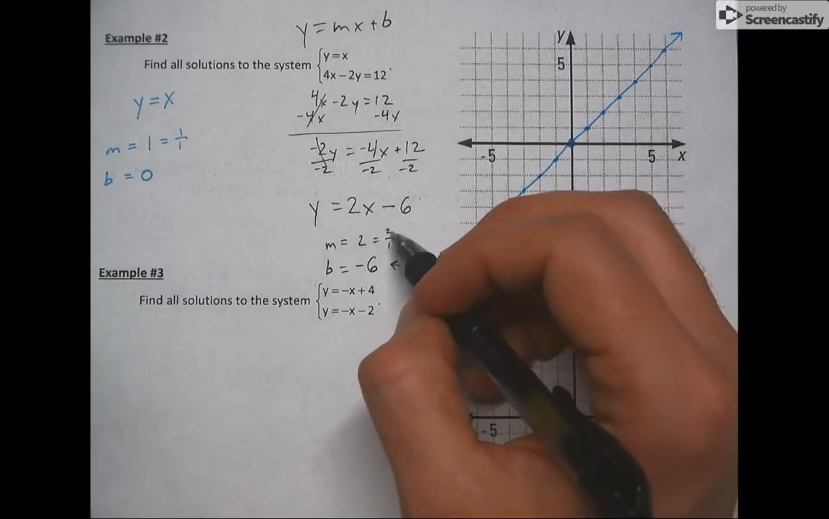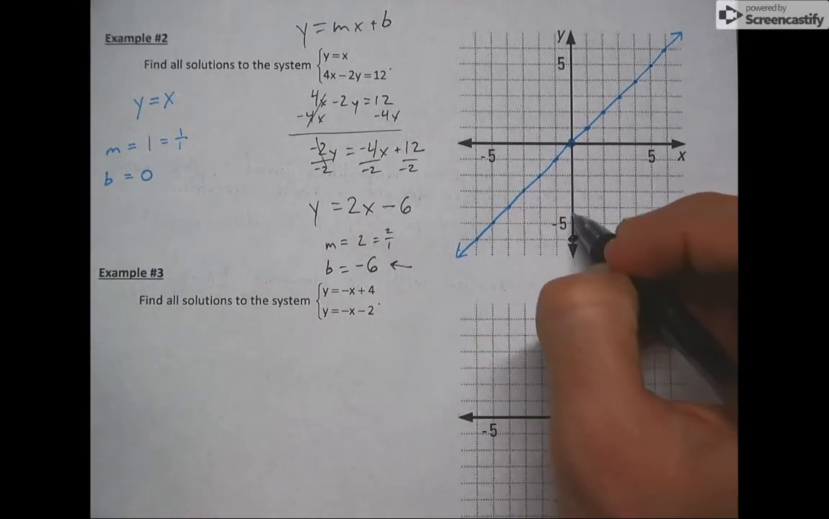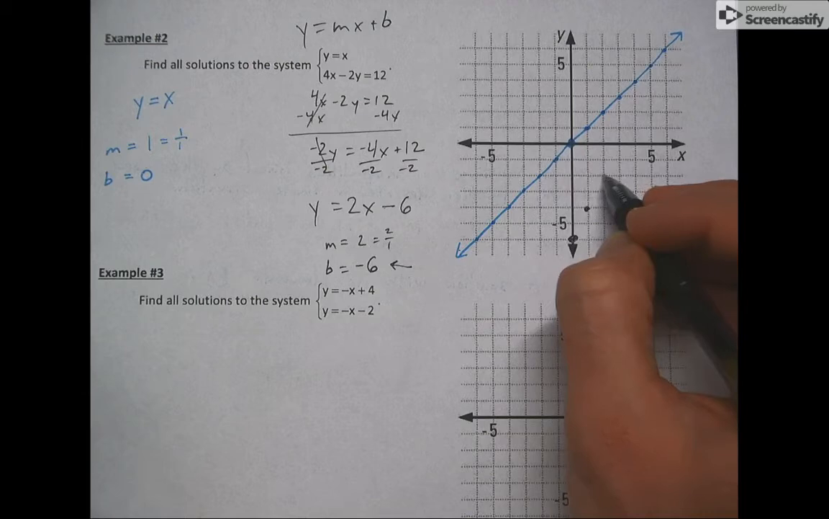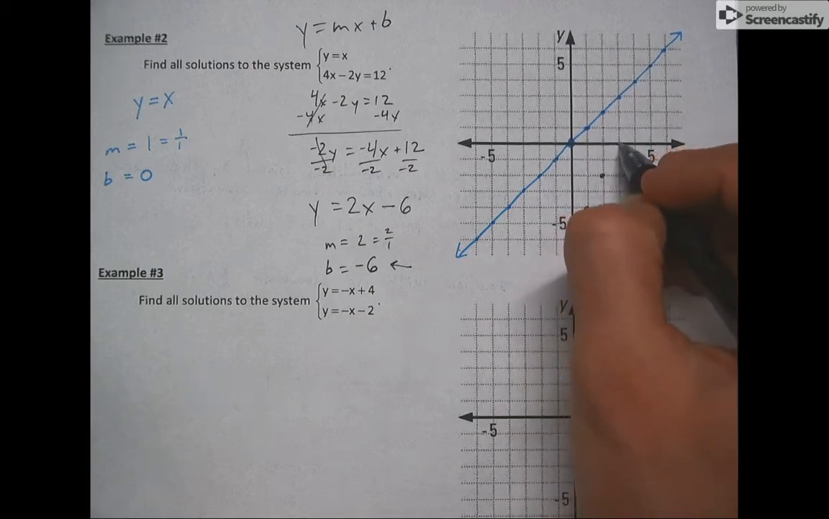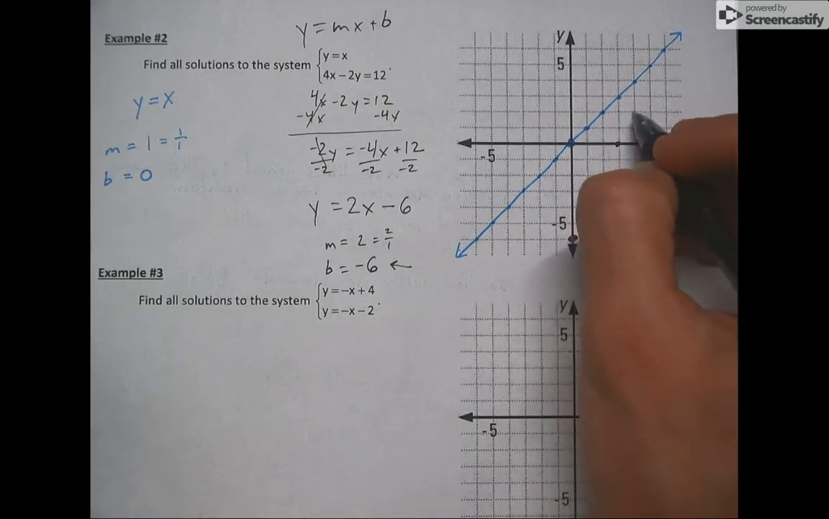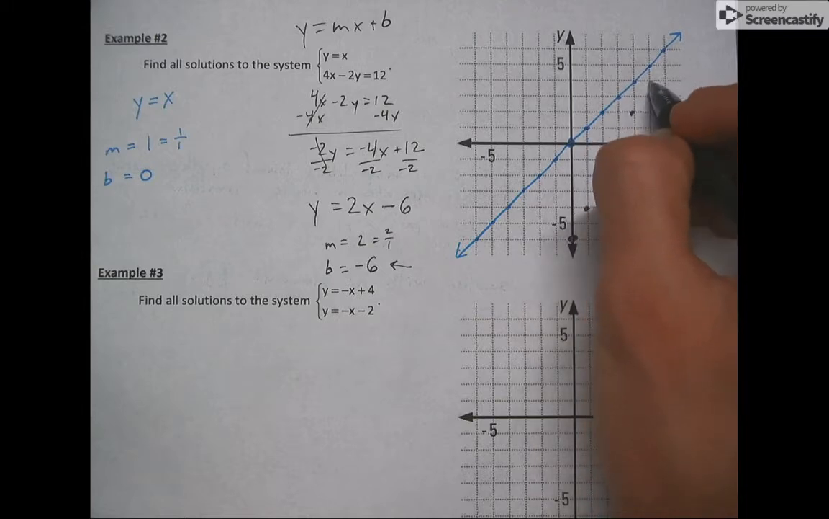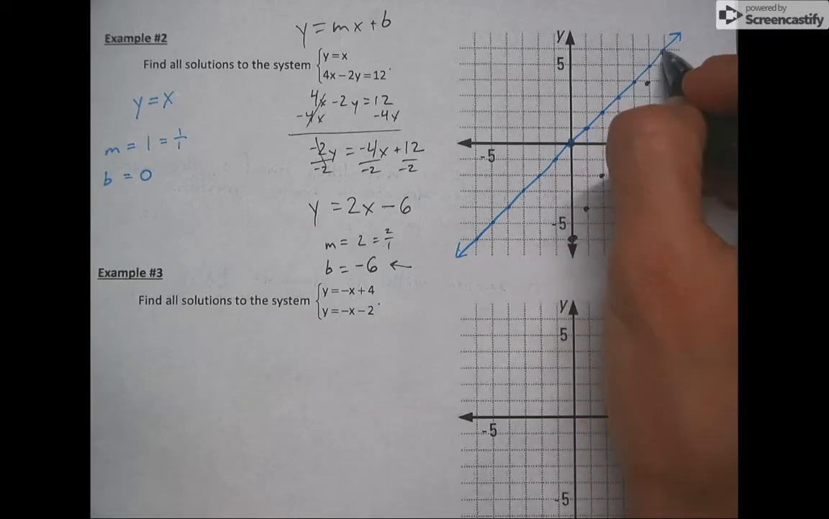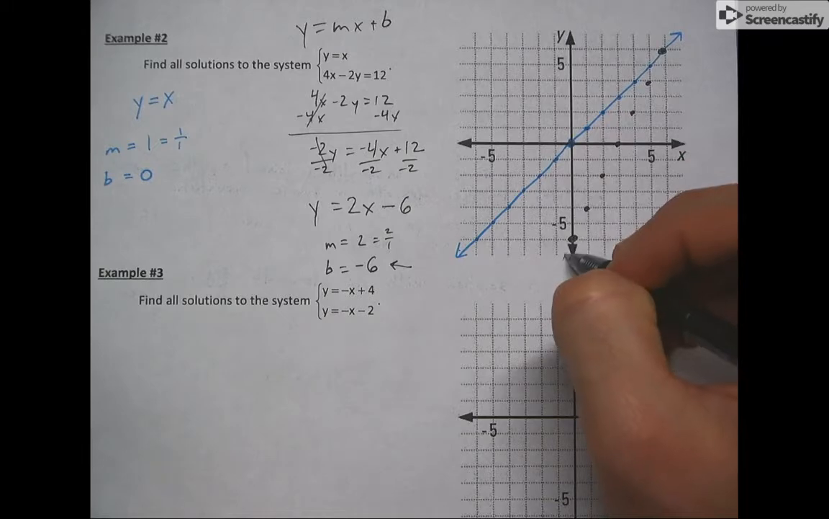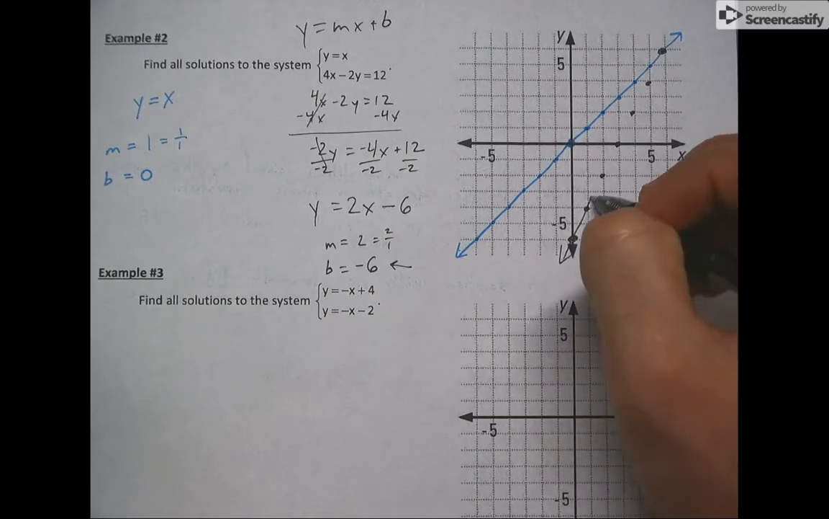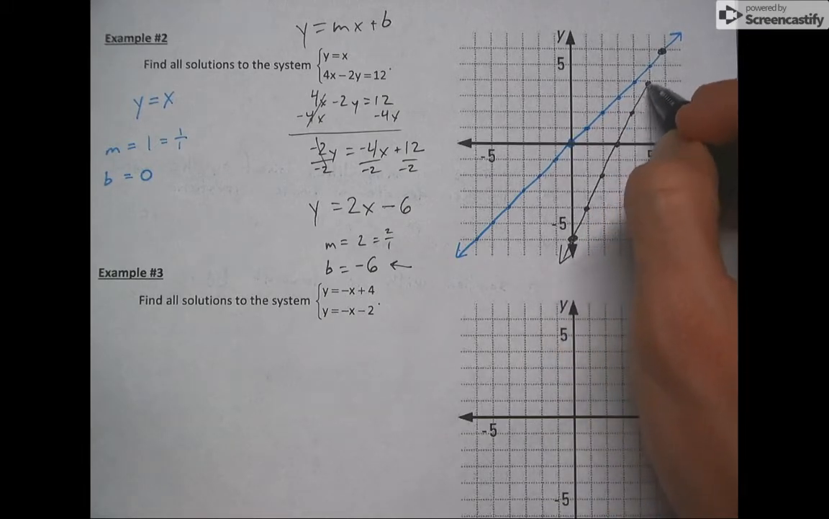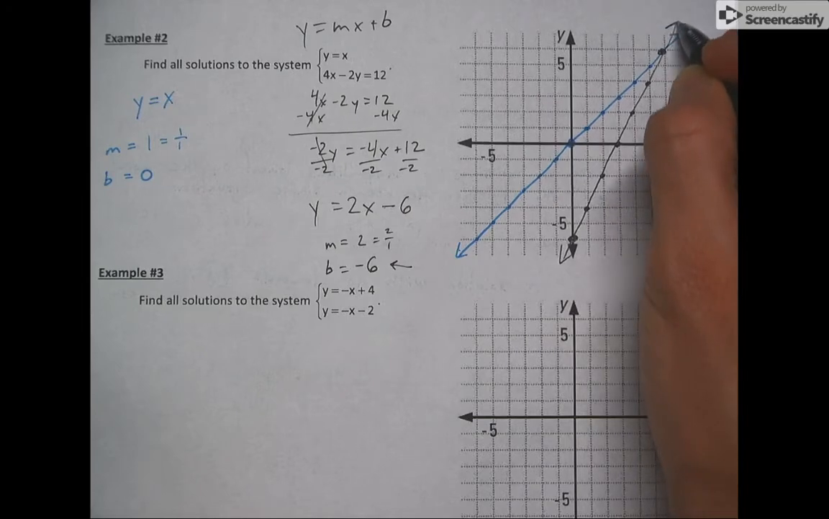Okay, so it's going to go up 2 over 1 because the slope is 2. Up 2 over 1, up 2 over 1. You can see it's not going to hit it for a while. Up 2 over 1 again, and again, and it doesn't hit until right here. So you can draw that line, really focusing on where it's going to cross.